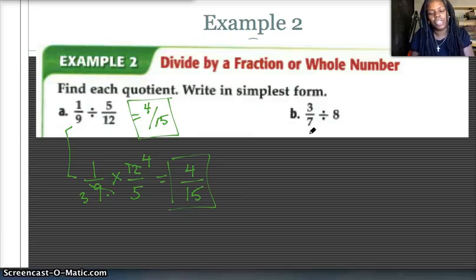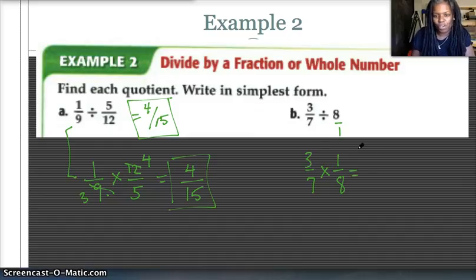This next problem over here is very similar. However, when I look at this 8, I'm going to look at it as the 8 over 1 because I'm going to take the reciprocal of that. So 3 over 7 times, no, the reciprocal is 1 over 8. Can I cross cancel anywhere? Doesn't look like it. These guys are what we'll call mutually prime. They have no common factors, and these guys, I know 8 isn't prime, but together, like if you had to find a common factor, they're mutually prime.